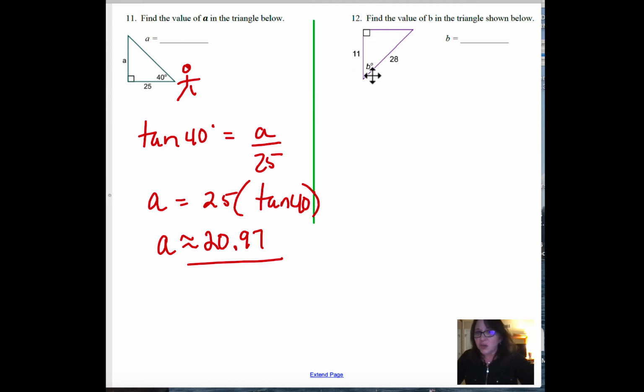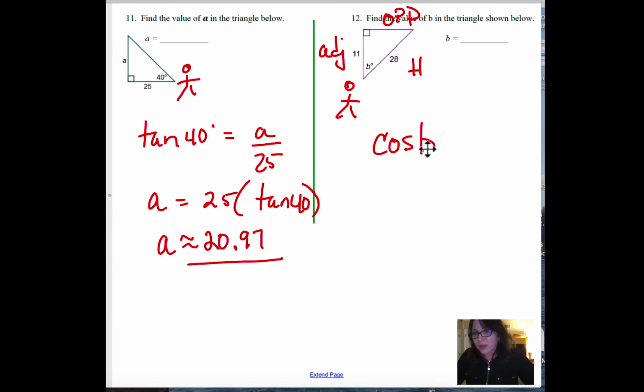For this problem here, they want me to find the angle. So put yourself at the angle they want you to find. And what do you have? You have the hypotenuse and you have the adjacent side, because over here is the opposite side, and I don't have that. So which uses the adjacent side and the hypotenuse is cosine.